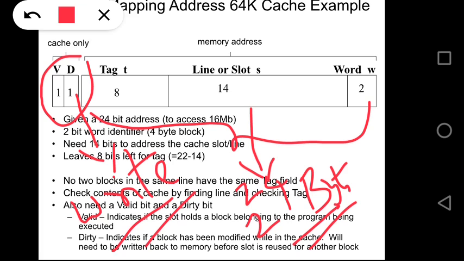So the dirty bit indicates if a block has been modified while in the cache, and it will need to be returned back to the memory before the slot is reused for another one. Because if the program modifies the content of the word in a specific block in the cache, this has to be written back into the main memory. D stands for dirty bit. If it is set to 1, then you need to write back the particular block or particular word in the block to main memory.